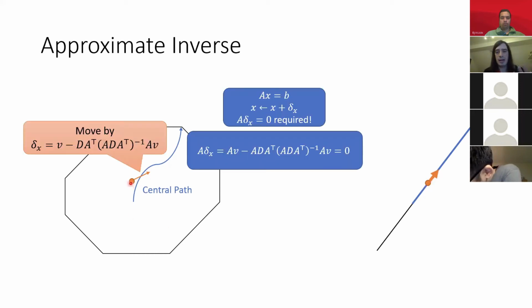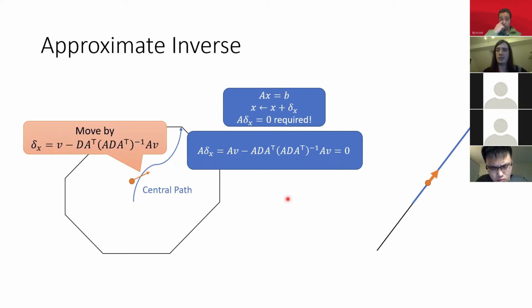And then I said, okay, this movement that we perform, we are moving delta x by this expression here, because what this expression has as a property is that A times delta x is equal to 0. This way, we make sure that these linear constraints that we have are always satisfied. And I previously argued already that this is because if you multiply A with delta x, you have this AV term. Here, ADA is going to cancel with the inverse, so it's really just AV minus AV. That's why it stays feasible.